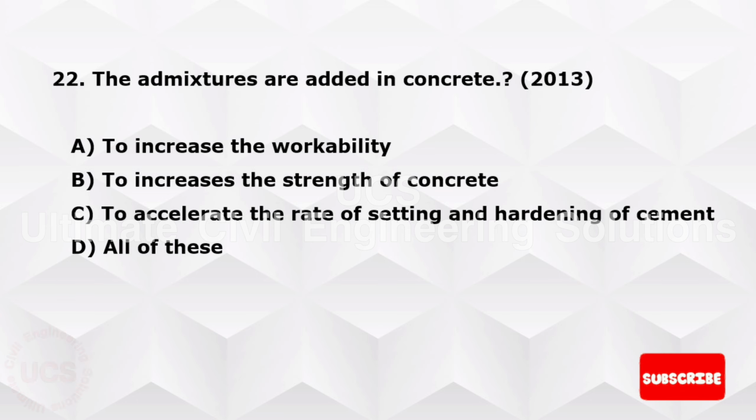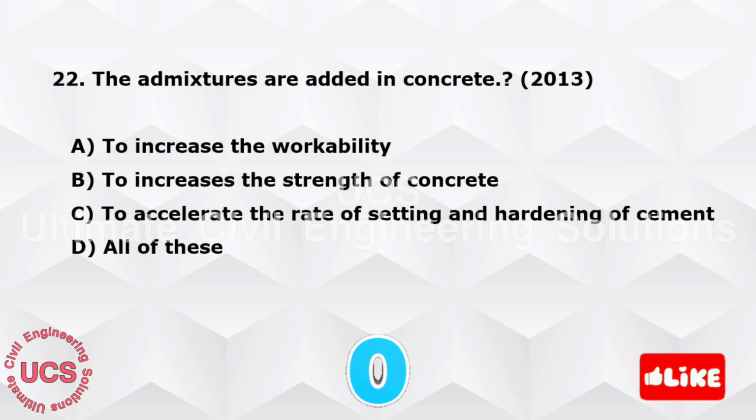Next question. The admixtures are added in concrete. Options are option A to increase the workability, option B to increase the strength of concrete, option C to accelerate the rate of setting and hardening of cement, option D all of these. Answer is option D, all of these.